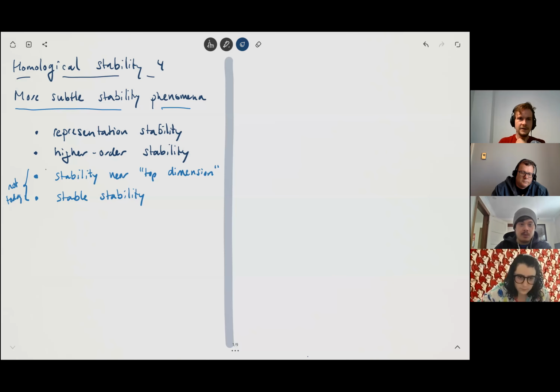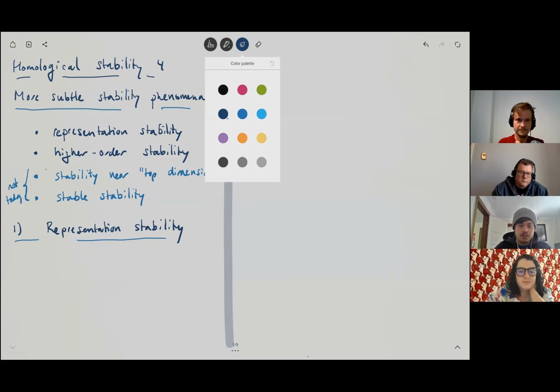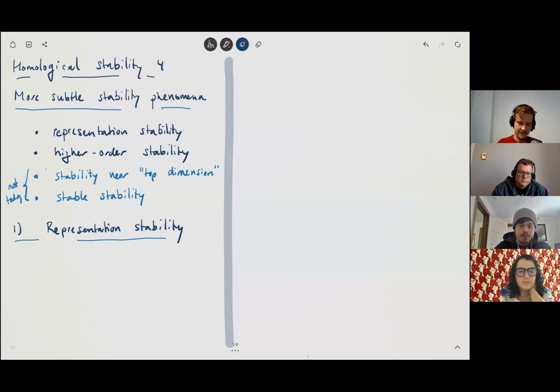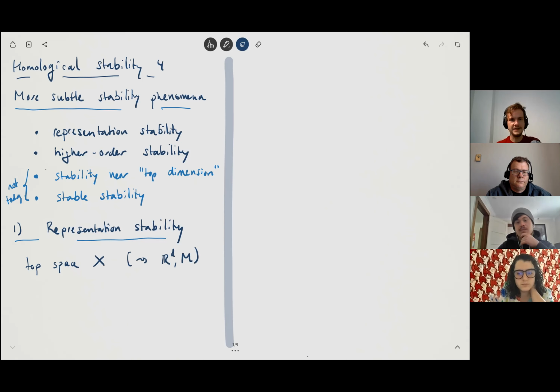Okay. So we'll start with representation stability. And to introduce this, I want to look at a close cousin of the classifying space of symmetric groups, which are the unordered configuration spaces. Let's give the definition for just a general topological space X, which eventually will become a Euclidean space, or more generally a manifold, but the definitions make sense more generally.